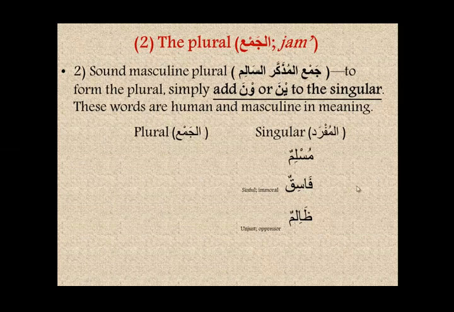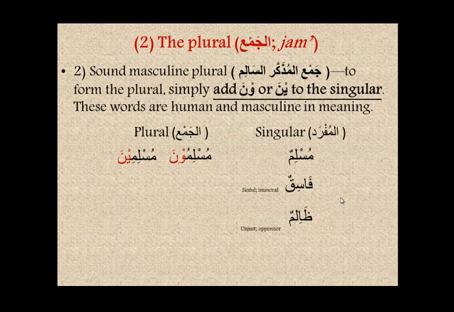Let's take 3 examples. We have muslimun, which is one male believer of the Islamic faith. Mufrad. To make the jam' or the plural, we add una or ina to the end. So we get muslimuna or muslimina. Now, again, how are these words different? They both mean Muslims. They're both the plural of Muslim. The difference is in the case ending, which we will not worry about for now. So just learn the two forms. Muslimuna, Muslimina, both mean Muslims.